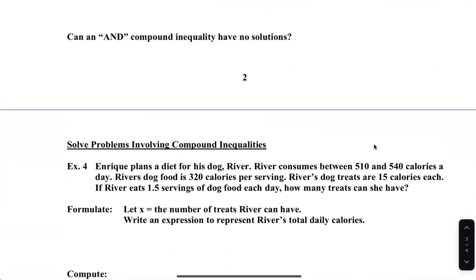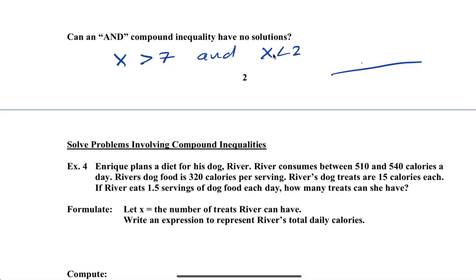Can compounds have no solutions? Let's answer that quickly. If you have an and statement, could you have no solution? You can. Let's say they've said x is greater than 7 and x is less than 2. If you're going to graph that, here's 2, it's going that way, here's 7, it's going that way. There is no overlap. So that would be no solution.